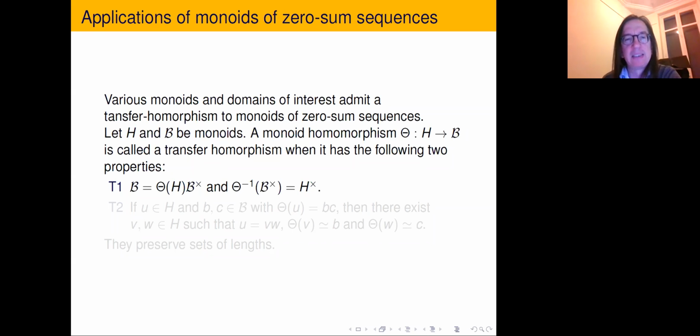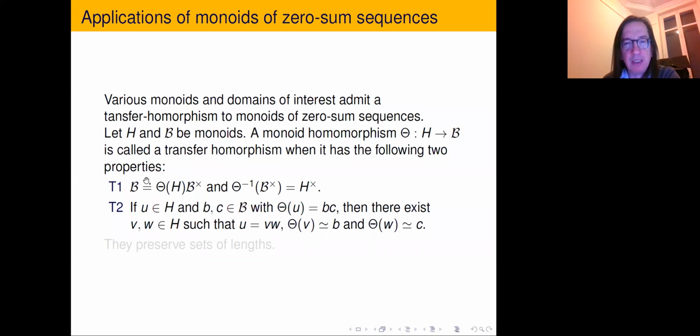So it means the existence of a so-called transfer homomorphism, which is a homomorphism of monoids that satisfies certain properties. For the sake of completeness, I give the properties here, but maybe it's not crucial. Let's just retain this information. If there's a transfer homomorphism, then sets of lengths are preserved. So the idea is, there are monoids one cares about, and one can go to monoids of zero-sum sequences to understand them.